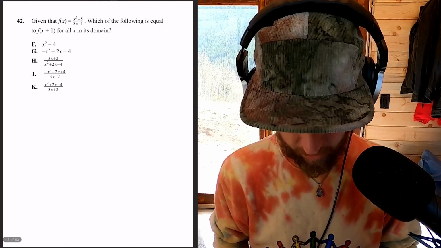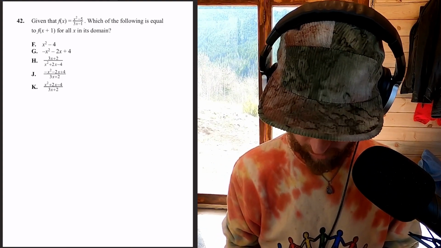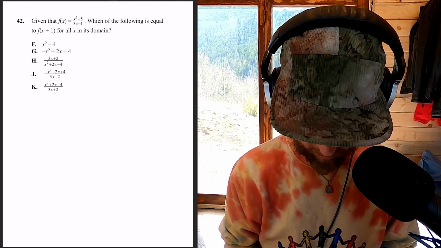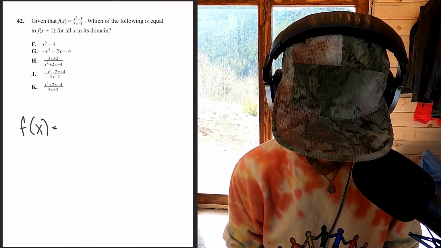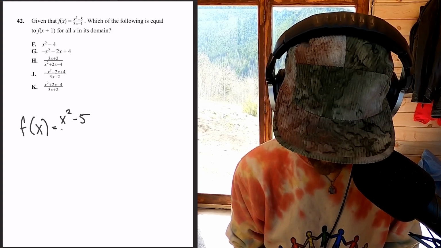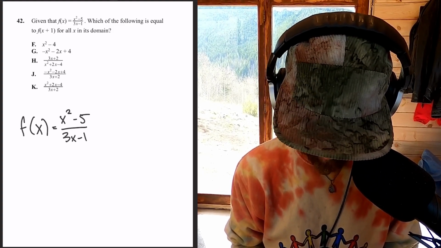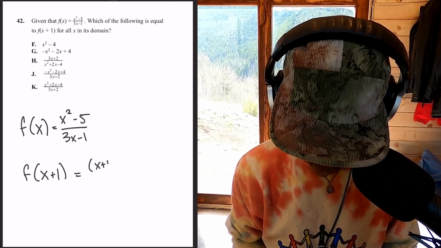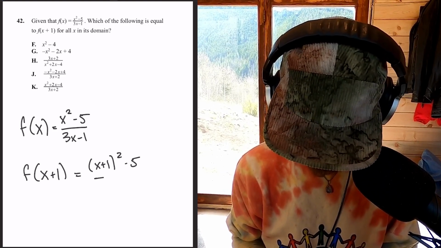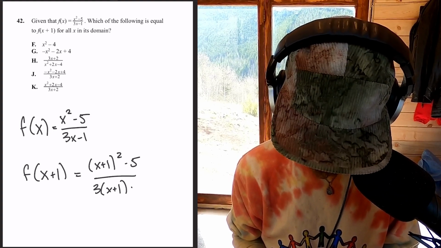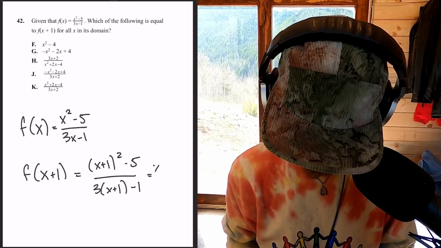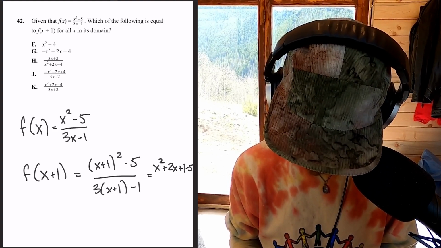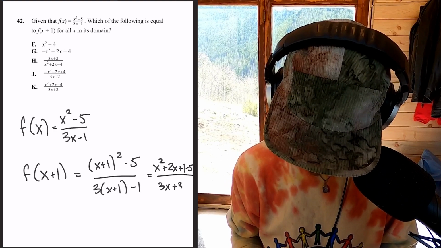Who knows? All right. Given that f of x equals (x squared minus 5) over (3x minus 1), which of the following is equal to f of x plus 1 for all x in its domain? So f of x equals (x squared minus 5) over (3x minus 1). Therefore, for f of x plus 1, I'm just going to plug x plus 1 in for x. (x plus 1) squared minus 5, over 3 times (x plus 1) minus 1. So that's x squared plus 2x plus 1 minus 5, over 3x plus 3 minus 1.